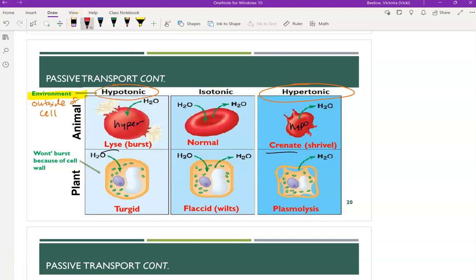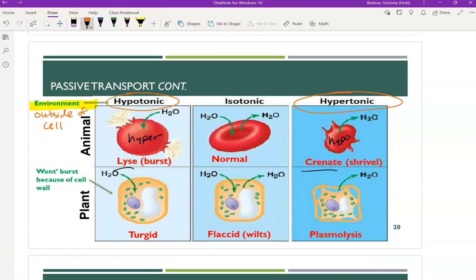I'm just picking up from where I left off in the last video. So I was talking about these red blood cells. This would be very relevant if you are getting an IV, whether or not water is going to move in or out of your red blood cells.